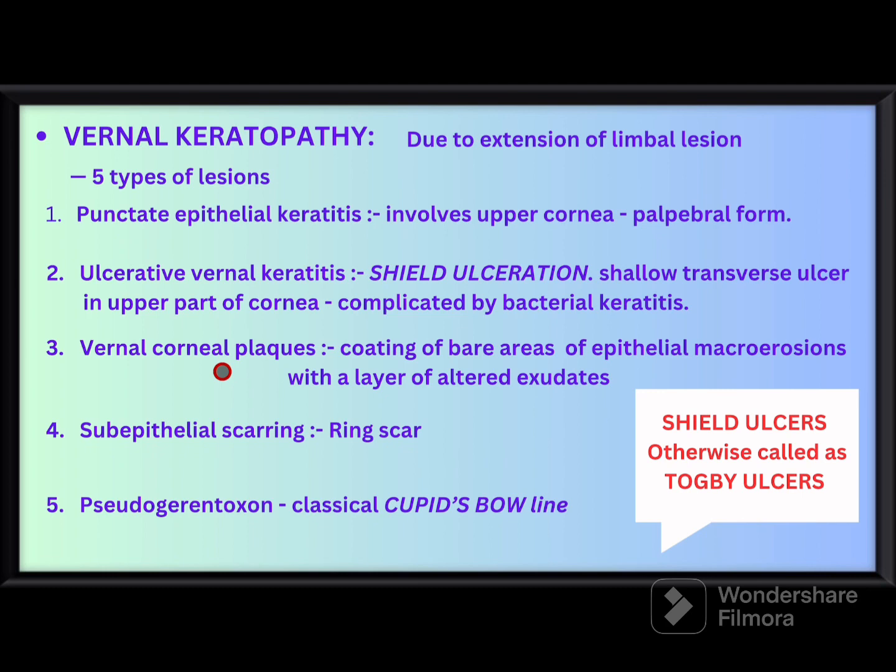Then what is subepithelial scarring? It occurs in the form of a ring scar. What is pseudogerontoxon? It is the classical Cupid's bow line of VKC.